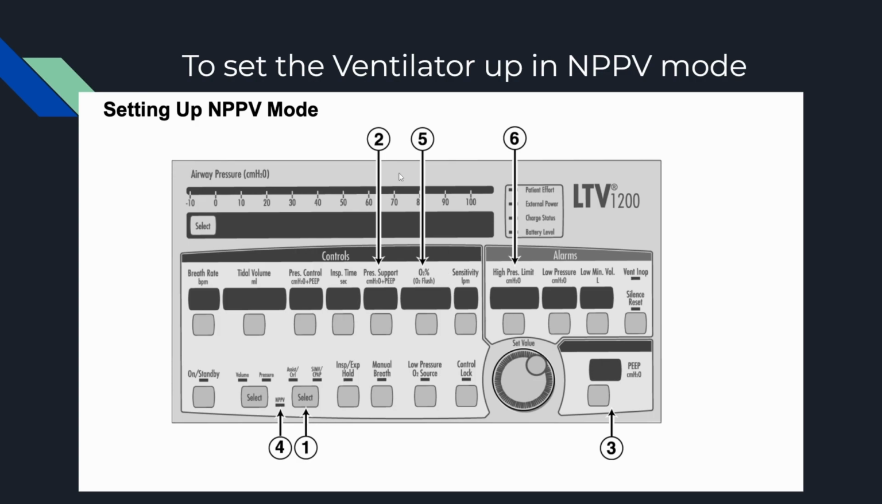So for number 2 here, you adjust the IPAP shown in the pressure support window, and then you press the button to confirm. Then you set the EPAP over here in your PEEP. Then you'll set your O2 percentage again to 100% to start with, and then your high pressure limit, you want it to be just above the combined amounts.